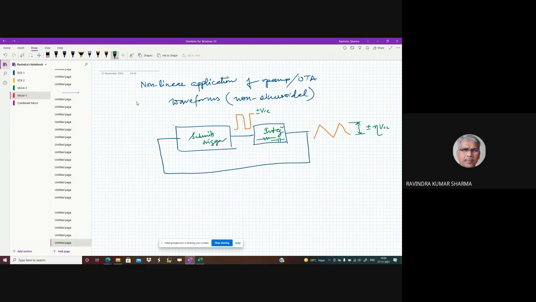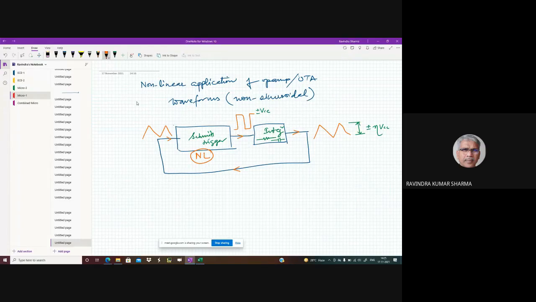As you can see clearly, the input to the Schmidt trigger is a triangular wave, and if the output is a square wave, there is obviously no proportionality. Proportionality means the output follows the input, and there is no correspondence. Input is a triangular wave, the output is a square wave. Therefore, it is obviously operating in a non-linear fashion. There is no linear relationship between input and output.